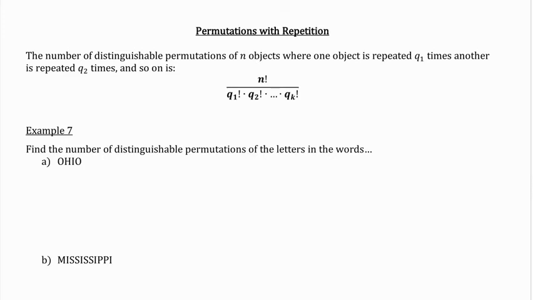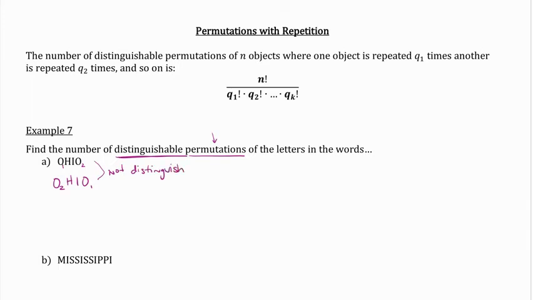So let's say I have the word Ohio, and I want to come up with how many different ways I can reorder those letters to make different arrangements. That's where you'll see distinguishable permutations. Permutations tells us order matters, but distinguishable means, for instance, if I call this O1 and this O2, and I switch them, even though I switched the O's, those still look the same. So those are not distinguishable.